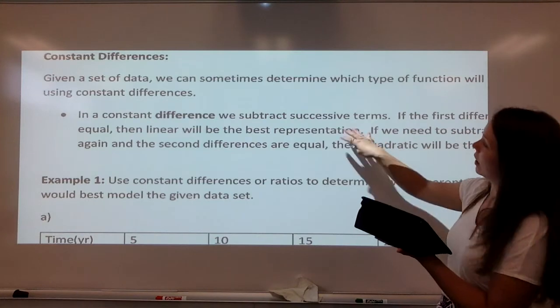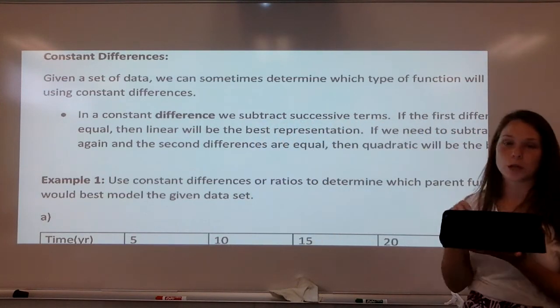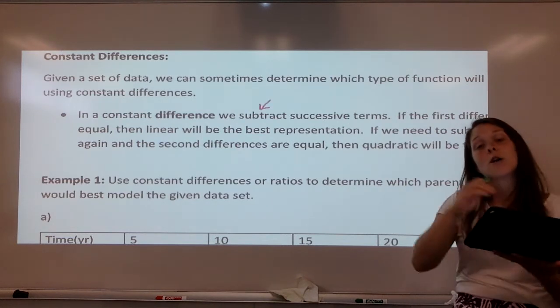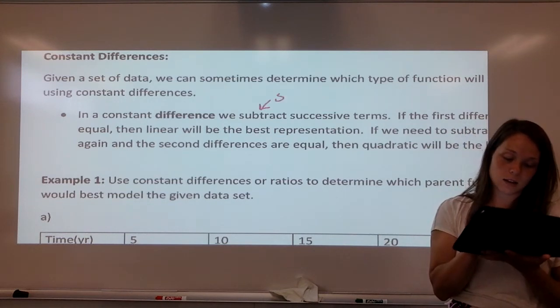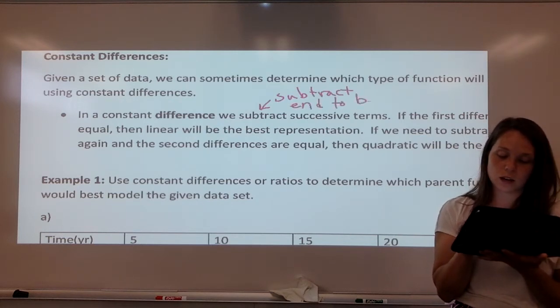In this bullet point here, it says, in a constant difference, we subtract successive terms. And so the way that that's interpreted is I'm going to subtract from the end of the graph to the beginning. So you might want to make a note of that. From the end to the beginning.